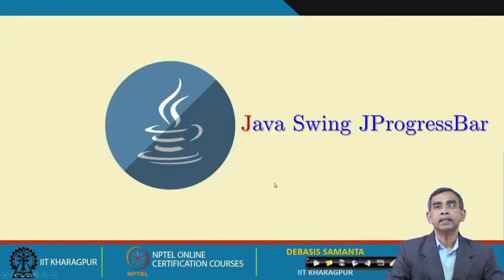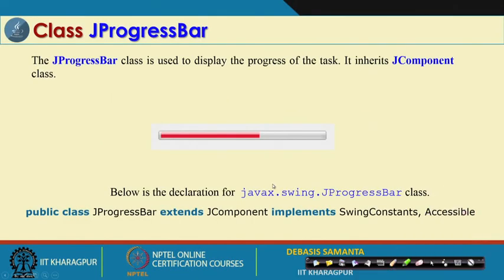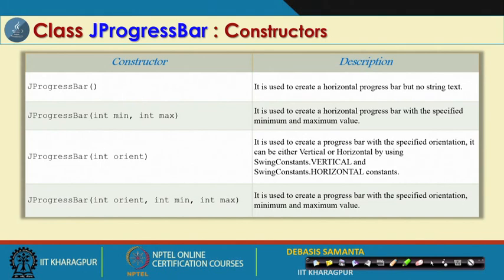And JProgressBar we are usually familiar with whenever we are downloading or saving a file, or copying from one source to another. Usually a progress bar shows how much percentage of the work we have done. So the progress bar is a dynamic component, and this is how a progress bar looks. In your Java program also you can have a progress bar and show it.